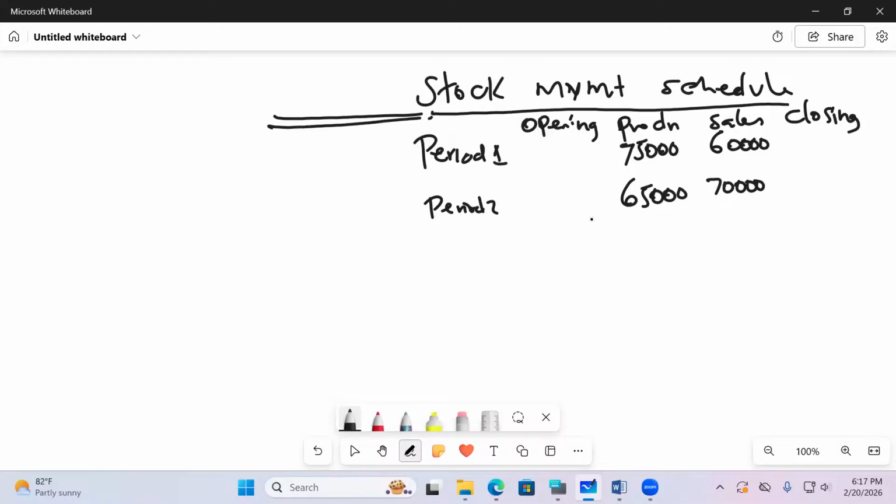Remember, unless you're told otherwise, period one is when we are commencing our production, and we normally begin our production with how many units of opening stock? Opening stock in period one is always zero, isn't it? So in period one, we started with zero, but we were lucky to produce 75,000. So the goods available for sale were 75,000.